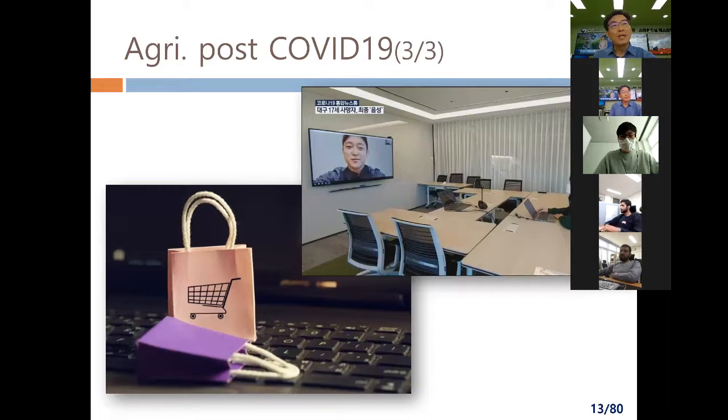After Corona steps down, non-face-to-face situations will become common in our lives. It will be more natural to buy agricultural products without going to the market. With the non-face-to-face trend, I expect agriculture to rapidly shift to digital.